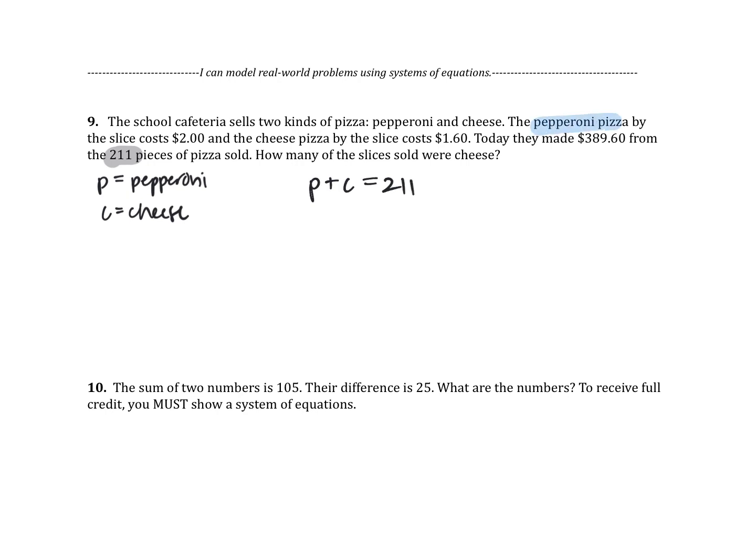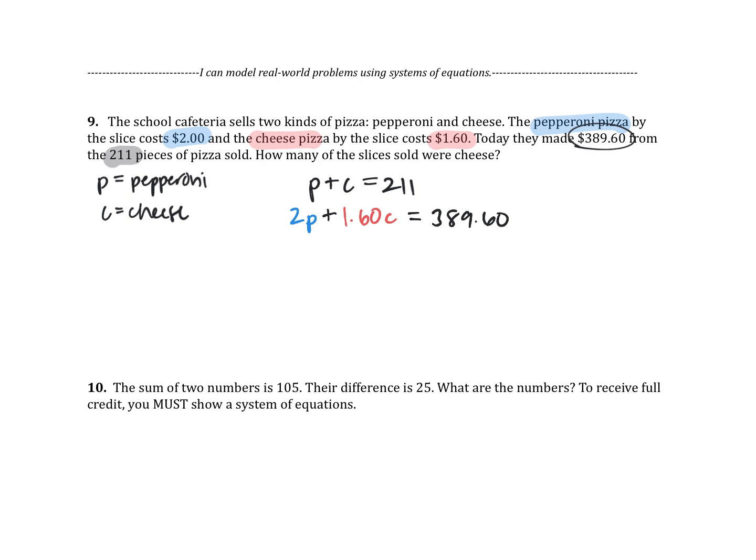Now we know that the pepperoni pizza costs $2 and the cheese pizza costs $1.60. So we can go ahead and say that it's $2 per pizza, so 2P plus $1.60 per cheese pizza is going to equal my total cost that they sold it for, which is $389.60. Okay, now we can go ahead and solve this using elimination because I've got both my variables on the left side, or if you'd rather solve one variable and use substitution, that works too.